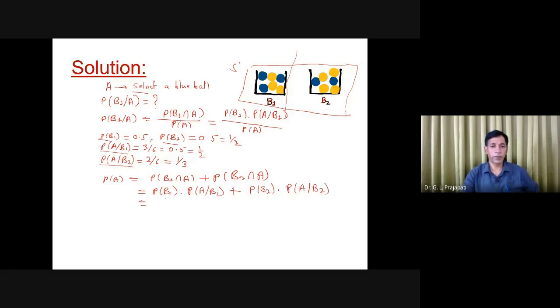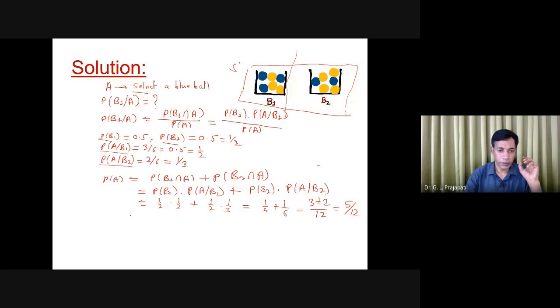So probability of B1 is what? 0.5, means 1 by 2. Probability of A given B1, again 1 by 2, plus probability of B2 is again 1 by 2, and probability of A given B2 is what? 1 by 3. What is this? This can be written as 1 by 4 plus 1 by 6, and this is 5 by 12. So this is 5 by 12.